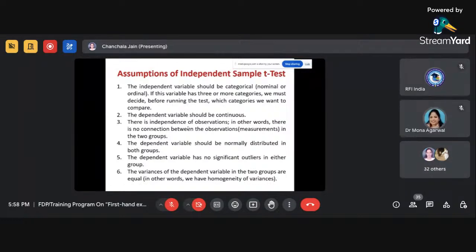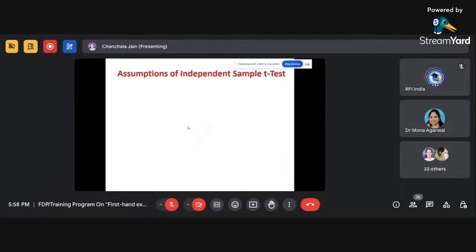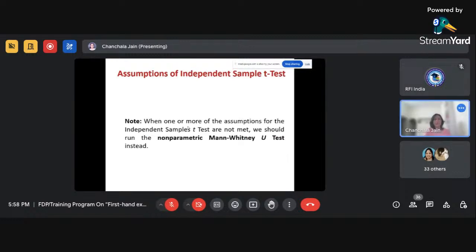Yes, ma'am. Now, generally statistics says that if assumptions are not followed by your data, in that case you can go for a non-parametric test. In case of the independent samples t-test, we have a substitute test available in the non-parametric test category, and the name is the Mann-Whitney U test. Fine.